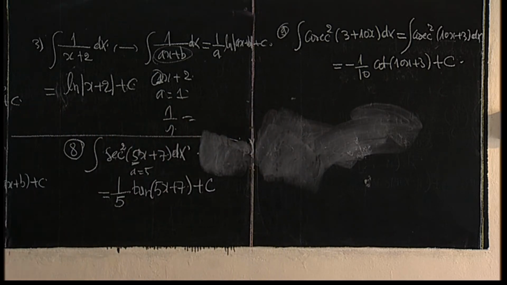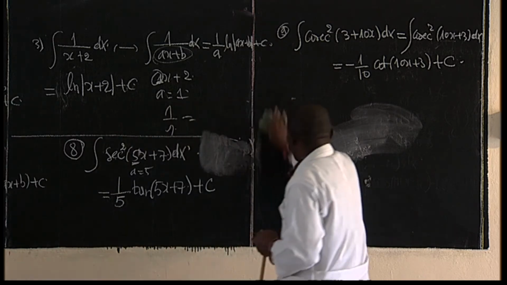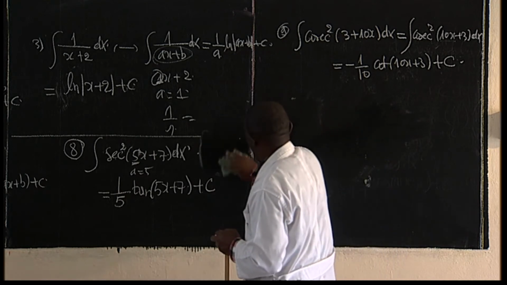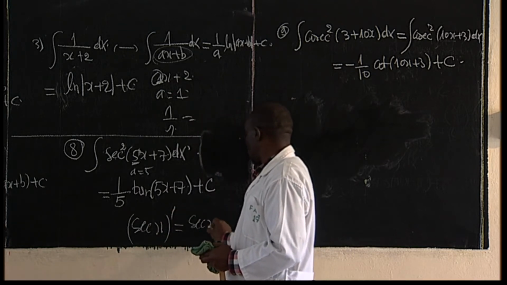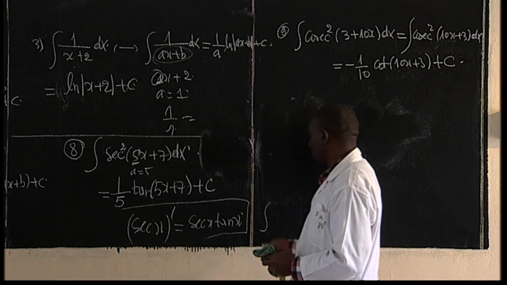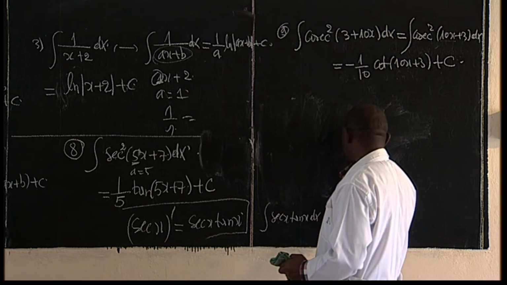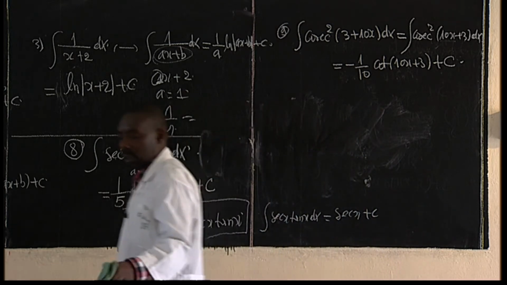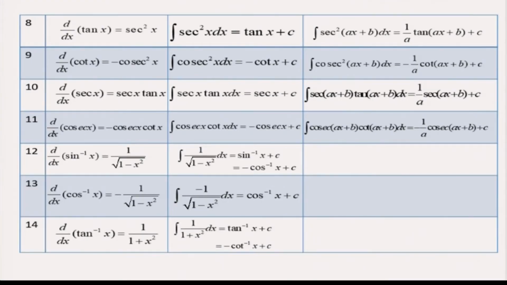Let us move on to the other formula. When you find the derivative of secant of x, you know that the derivative of sec x is equal to sec x tan x, right? This is known. It means that if I integrate sec x tan x dx, I may have sec x plus c, isn't it? It is what you have at this level, isn't it? Right? So let me give you an example for that.